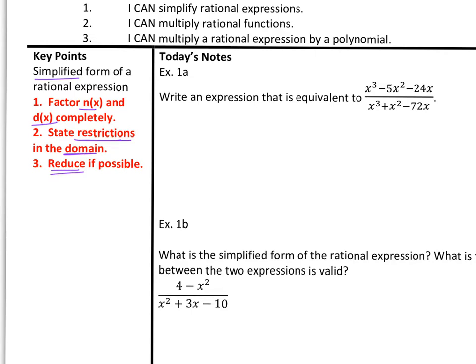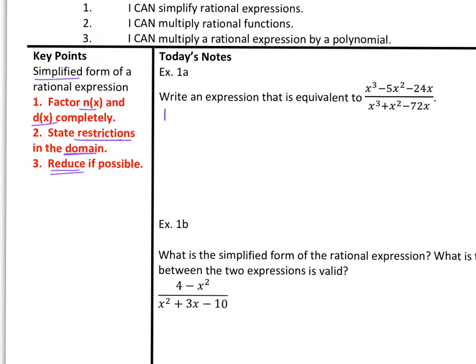Here's our example on the right. Write an expression that is equivalent to x cubed minus 5x squared minus 24x divided by x cubed plus x squared minus 72x. The first thing I want to be very mindful of when we look at this fraction is that you do not want to just cross off matching terms on top and bottom. We cannot do that when there is addition and subtraction. We really do need to follow these basic steps for 1, 2, and 3.